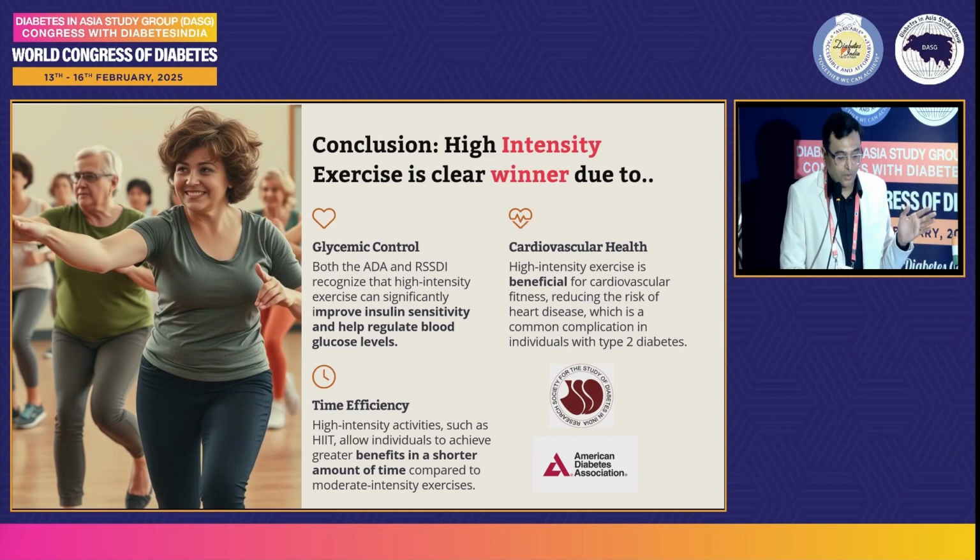So to conclude my talk, intensity matters a lot as a clear-cut winner for glycemic benefit because it has shown improvement in insulin sensitivity and reduction in fasting and postprandial sugars. 24-hour CGM data also support that, as well as HbA1c reduction. Cardiovascular health benefits are already there with it, and most important is that it saves time.